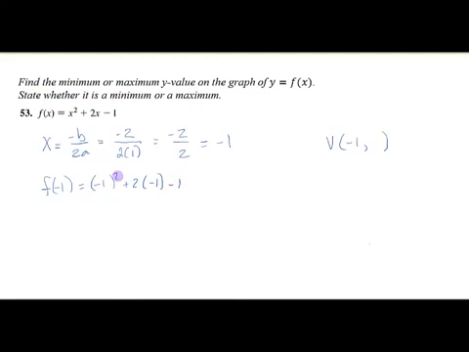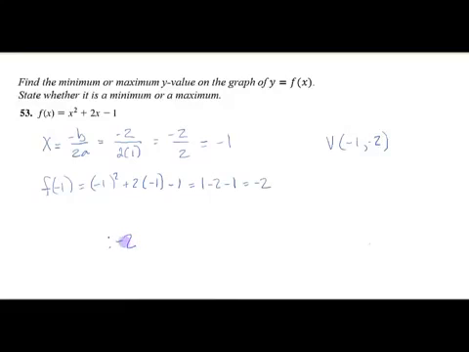And I get 1 minus 2 minus 1, so that is a negative 2. So we know that the minimum or maximum y value on the graph is that y part, the negative 2. Now we need to state whether it is a minimum or a maximum.